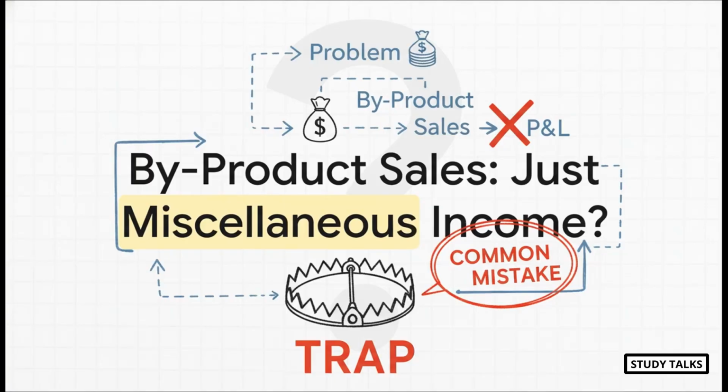Picture this. You're deep into a costing problem and you spot some sales revenue from a byproduct. Your first thought? Awesome. Easy marks. I'll just credit this to the P&L as miscellaneous income. Seems logical, right? But what if I told you that simple move could be a trap set by the examiner?